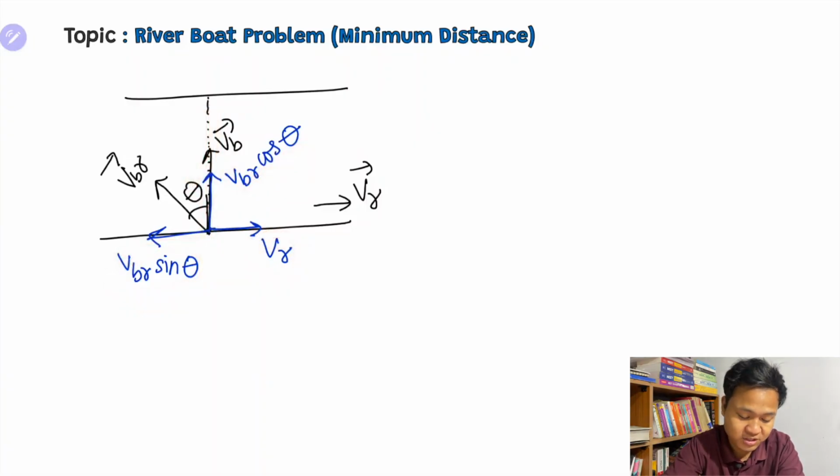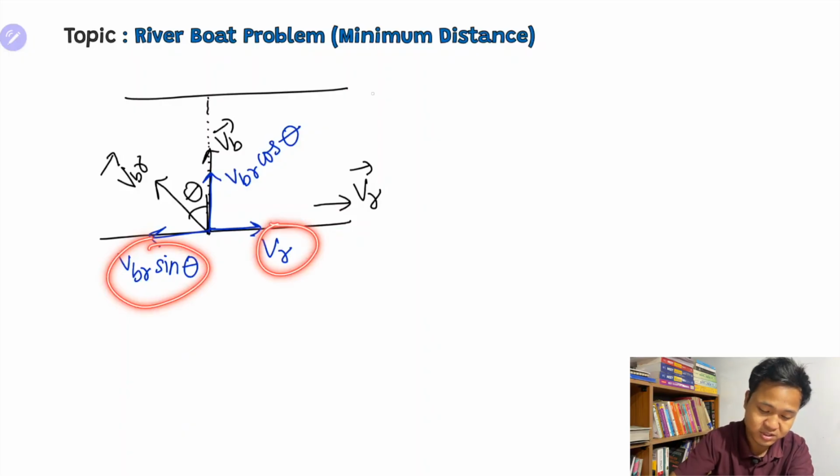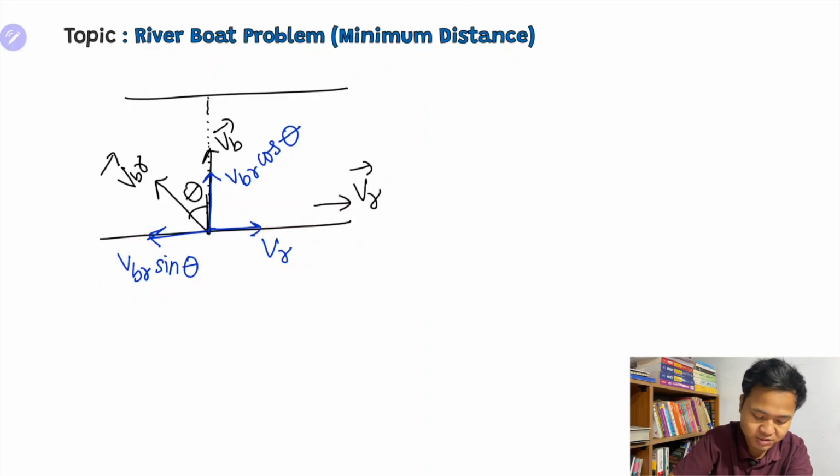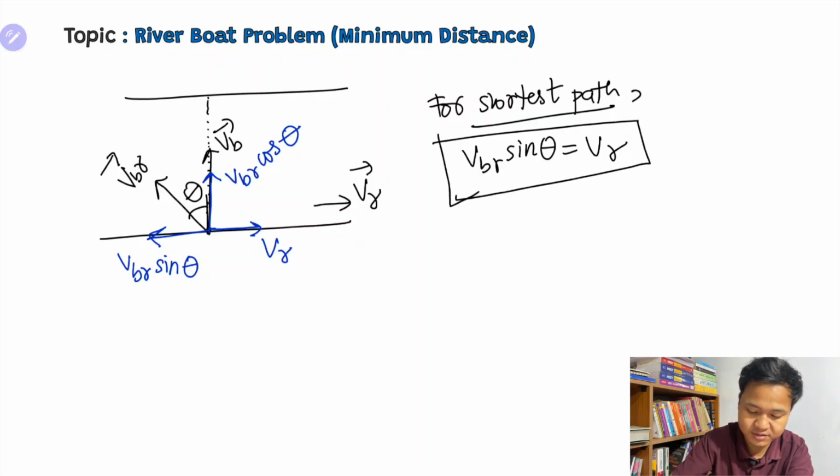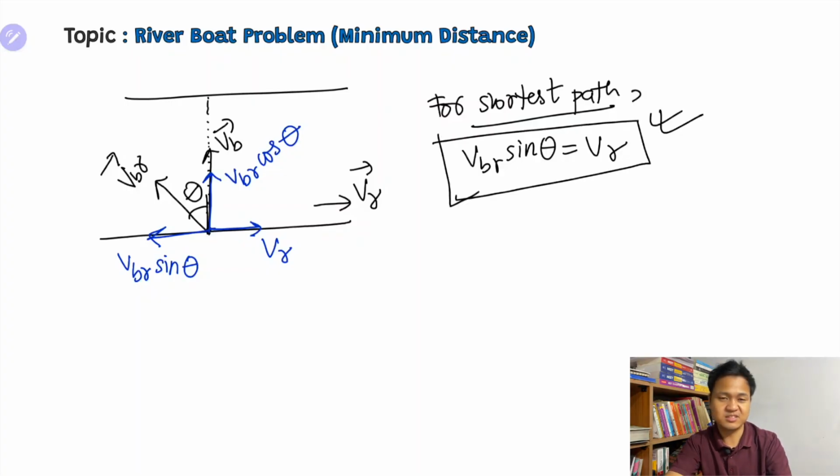So if you want to travel the shortest distance, what is the condition? This and this have to cancel out, and it is possible only when they are equal. So for the shortest path, minimum distance, whatever you want to call it, VBR sine theta should be equal to VR. This is the condition. Just remember this.